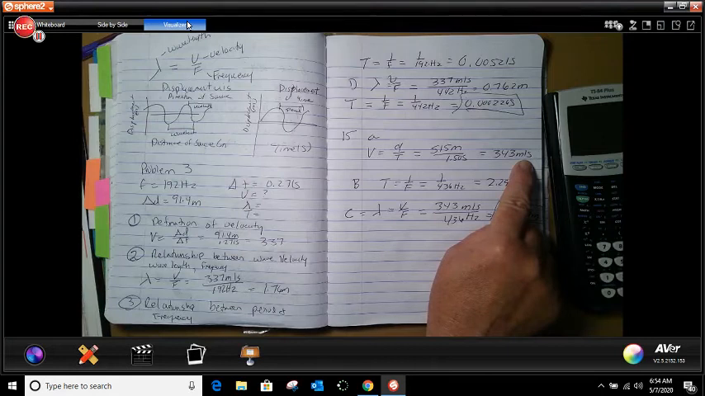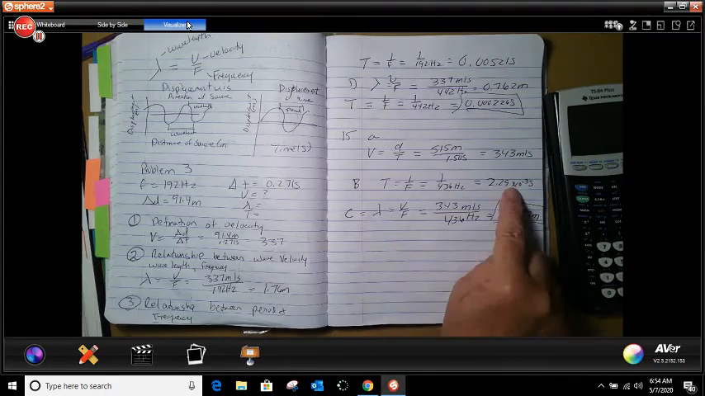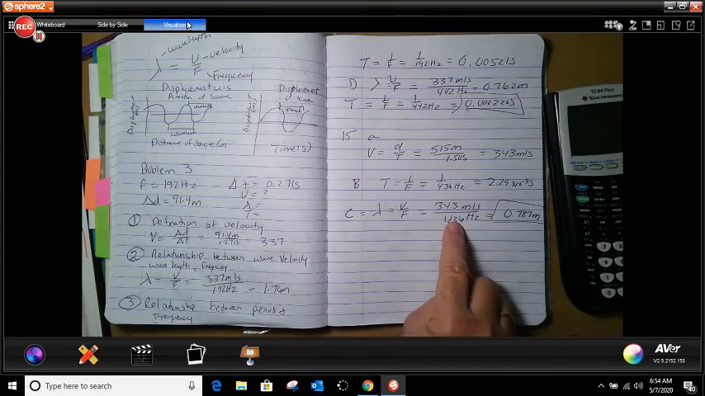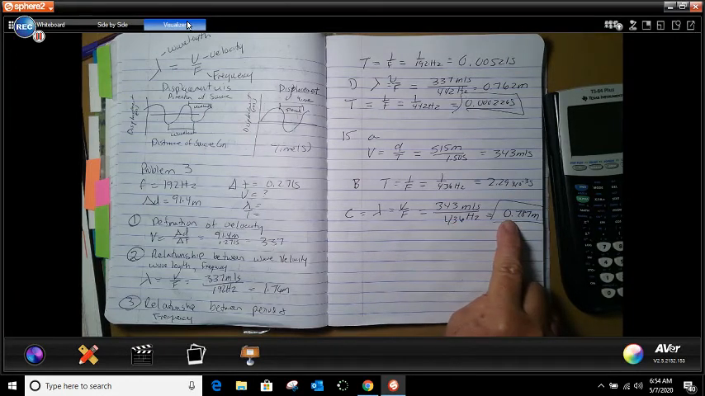The next one says a sound wave has a frequency of 436 hertz. What is the period? We're going to take the reciprocal of the frequency, which would be that number. And then the last one is the wavelength. You're going to take the velocity and divide it by our frequency, and we get that answer there.